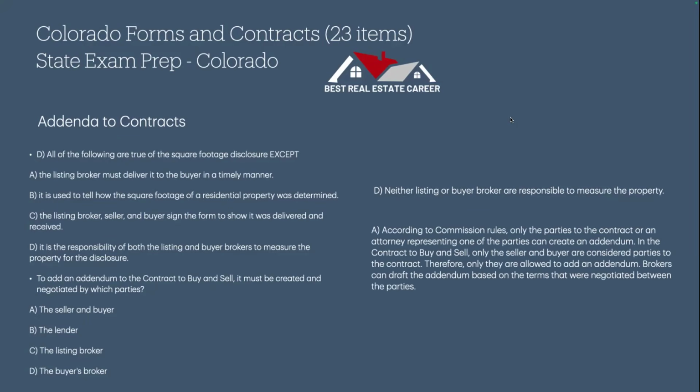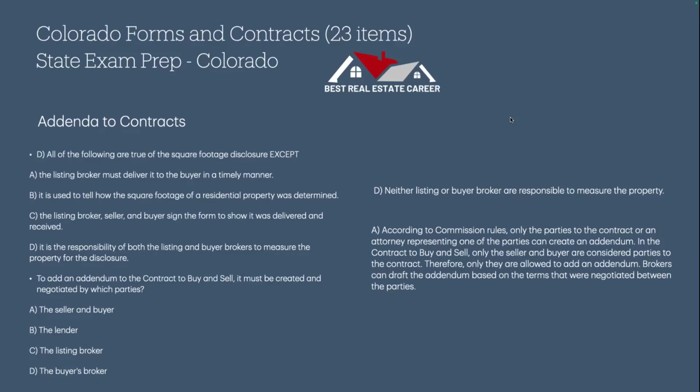It says, according to commission rules, only the parties to the contract or an attorney representing one of the parties, right? If we have a POA, power of attorney, someone could be in place and negotiating for you. In the contract to buy and sell, only the seller and the buyer are considered the parties to the contract, and therefore are the only ones allowed to add an addendum. And it says brokers can draft the addendum based on the terms that were negotiated between the parties. That's a very important key point as well.